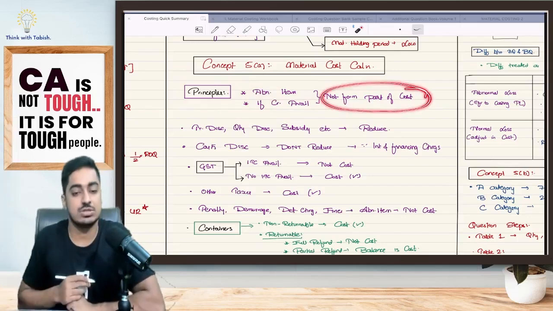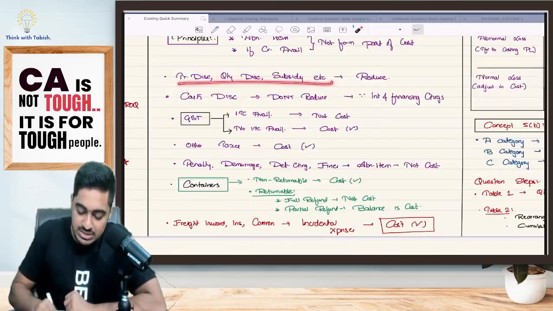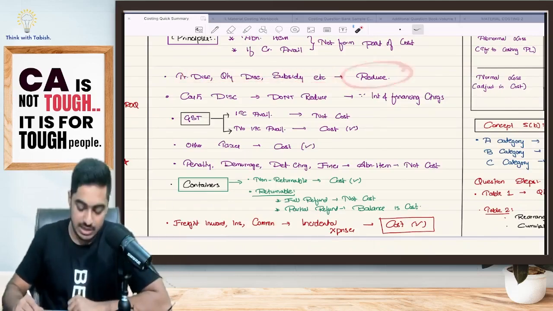Again, it is not my cost. Is this clear, everyone? Based on that, some special items we have seen: trade discount, quantity discount, subsidy, grant, incentive. All these are reductions. Yes, I will reduce them to calculate my cost.